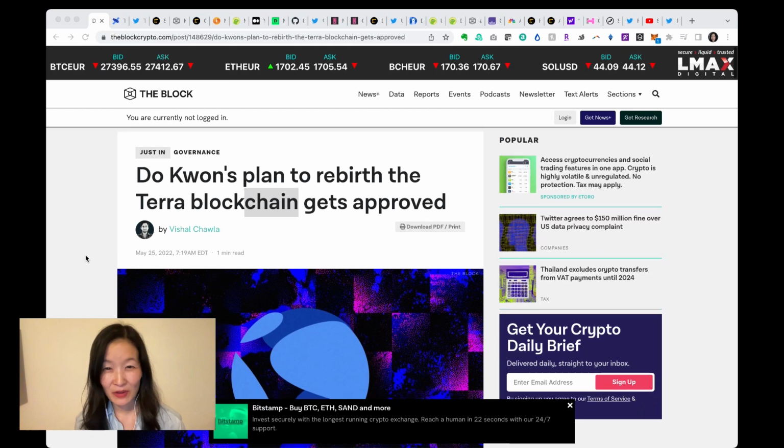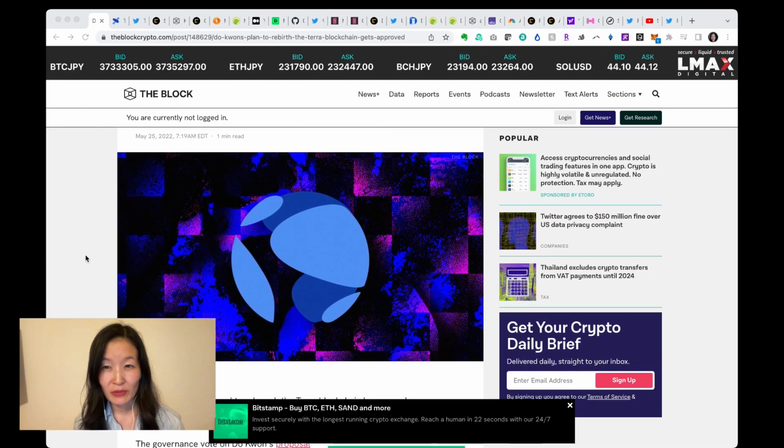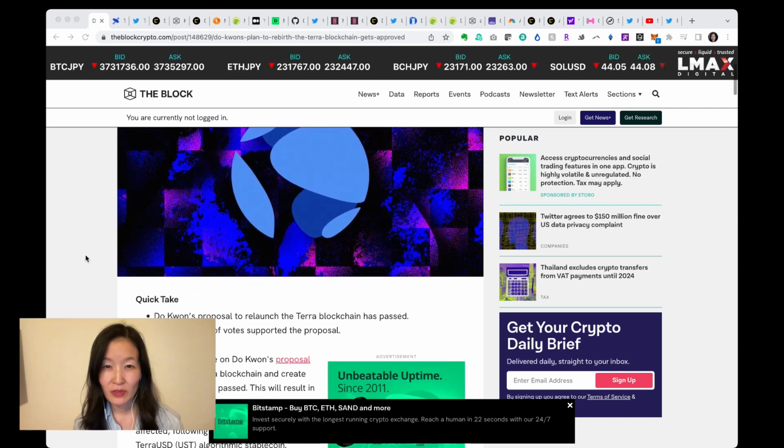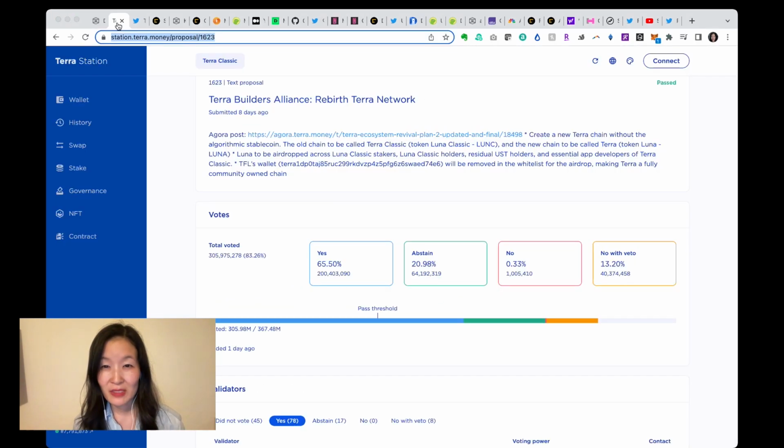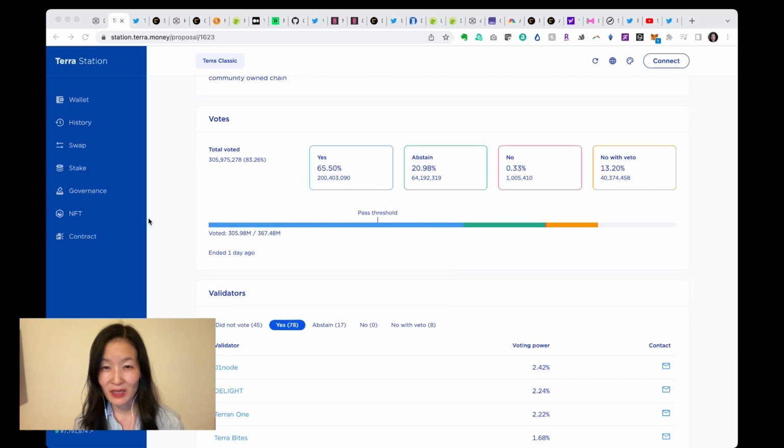Terra 2.0 is on the way. On Wednesday, Terraform Labs co-founder Do Kwon's plan to revive Terra was approved. The on-chain vote finished with 65.5% of the total in support. Only 13% voted against, while 21% abstained.